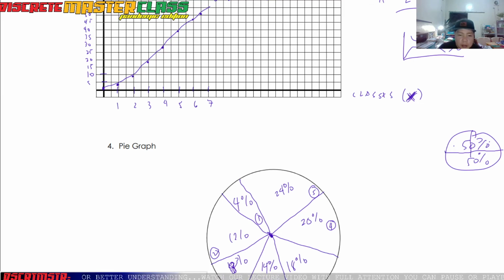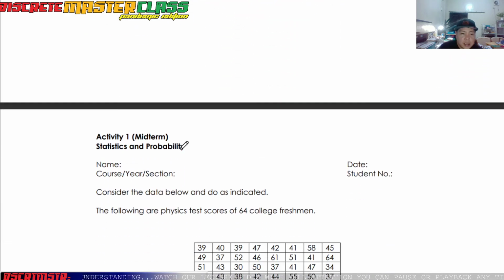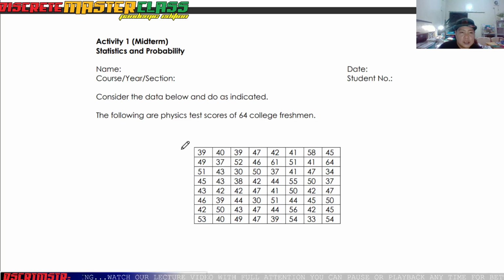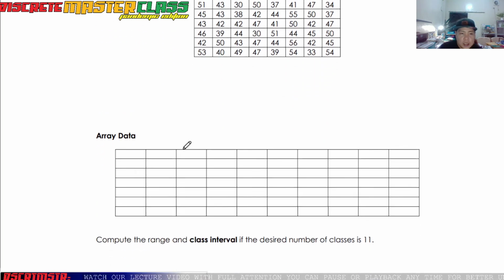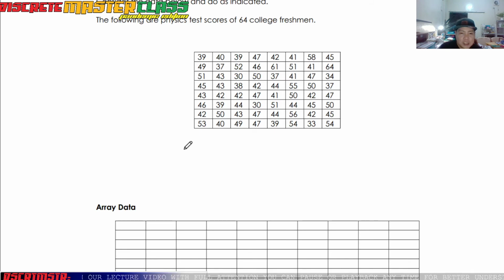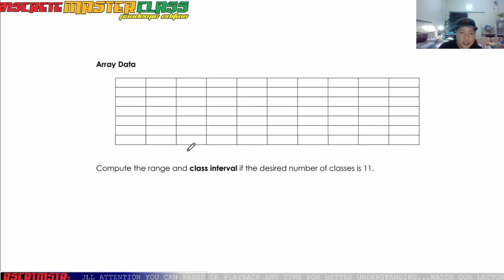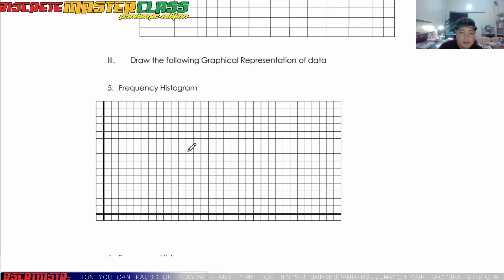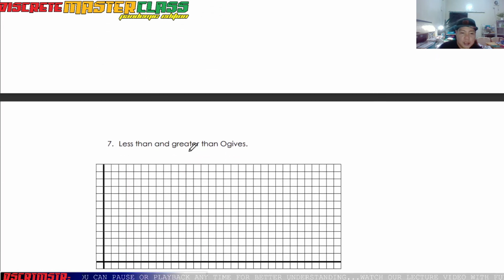Wait, may nakalimutan ako. Yung ating first activity nasa baba ng lecture notes natin. Ito yung activity number 1. Statistics and probability. This is for 1 week. As much as possible, kagaya ng lagi kong sinasabi, pag nangopya ka, niloloko mo lang yung sarili mo. Okay? If you are a BSED math, you need this. Alam mo yan. Hindi ka pwedeng magturo ng hindi mo alam. Kaya kailangan mo malaman to.